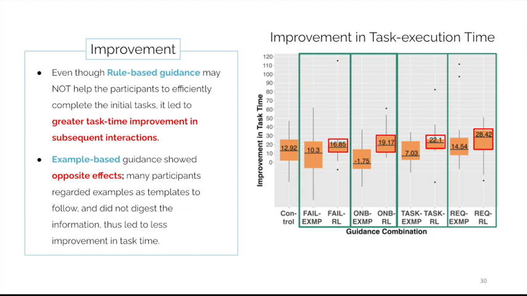Example-based guidance seems to have opposite effects. Many participants regarded examples as templates to follow and did not digest the information. Thus, example groups had less improvement in task time.